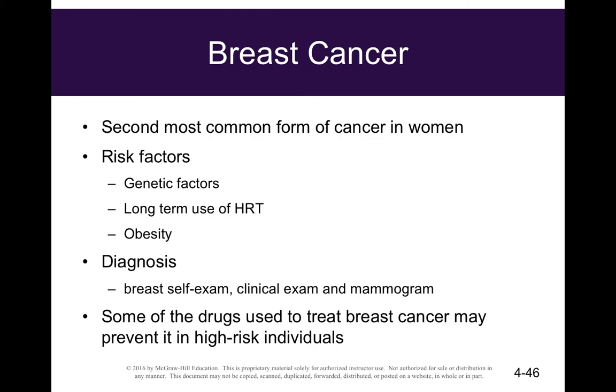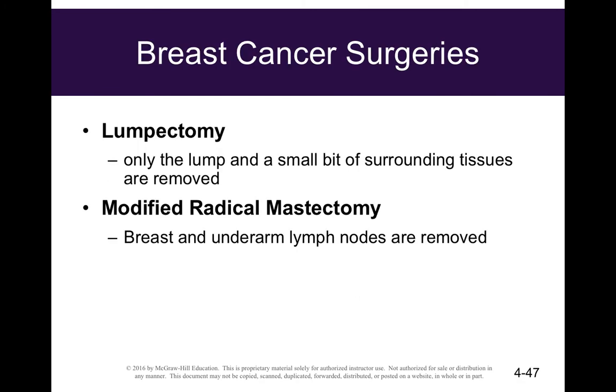And so for women, when they have to have their breasts operated on, it can be difficult for them psychologically as well. So there's different types of breast cancer surgeries. There's lumpectomy, where only the lump and a small bit of the surrounding tissue is removed if there's just a very small amount of breast cancer suspected.